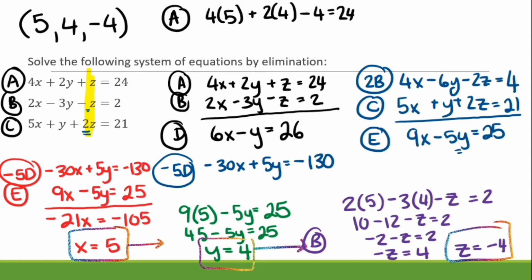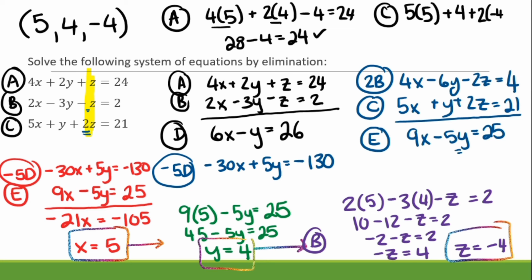So I'm just quickly doing a little bit of math. 20 plus 8 minus 4. And you can see that will work. Checking it in C. Is 5 times 5 plus 4 plus 2 times negative 4 equal to 21? So 25 plus 4 is 29 minus 8, is that equal to 21? I don't need the next step to see that it's true. So final answer, 5, 4, negative 4 is the solution to that system.